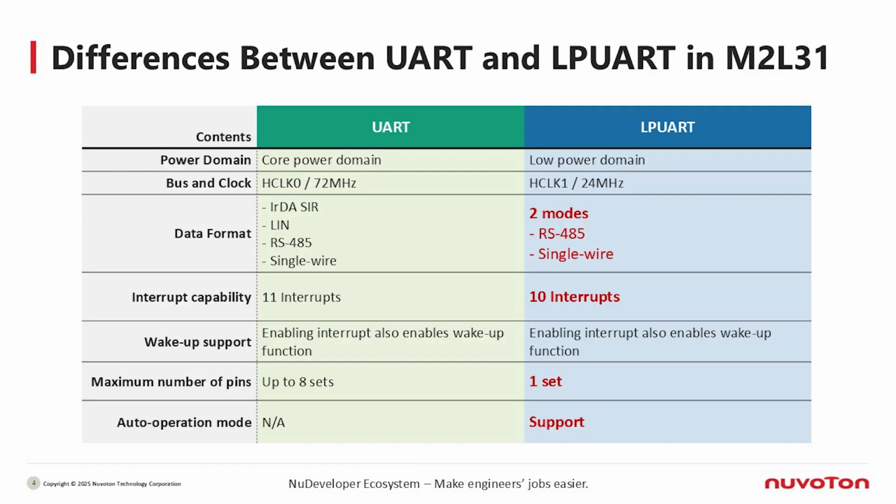In the M2L31 series, what are the differences between the Low Power UART and the standard UART? Aside from having different clock sources, the main difference is that the Low Power UART only supports RS-485 and single-wire data formats, and the system provides only one Low Power UART module. When used together with the Auto Operation Mode, it enables data transmission or reception through the Low Power PDMA, even while the system is in Power Down mode.